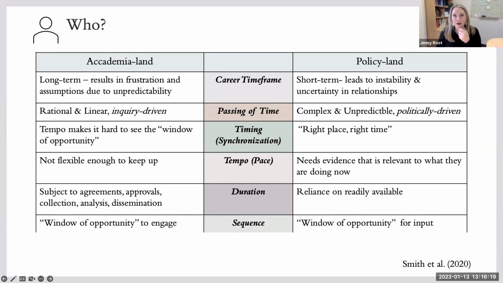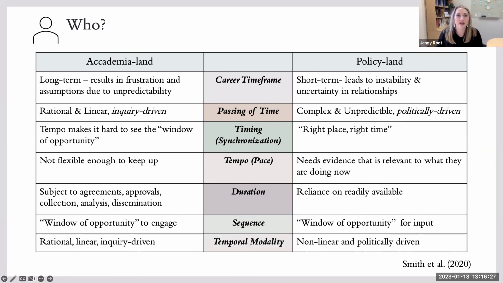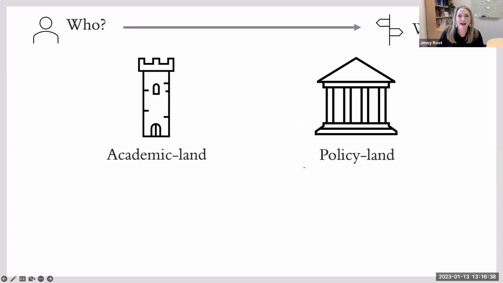And Kate's going to talk to us more about what that whole policy cycle is and how we can be engaged at all times, not just, for example, while the Florida legislature is in session. And so it's important that we understand the differences between the land that we might live in, academia, and the land of policy.